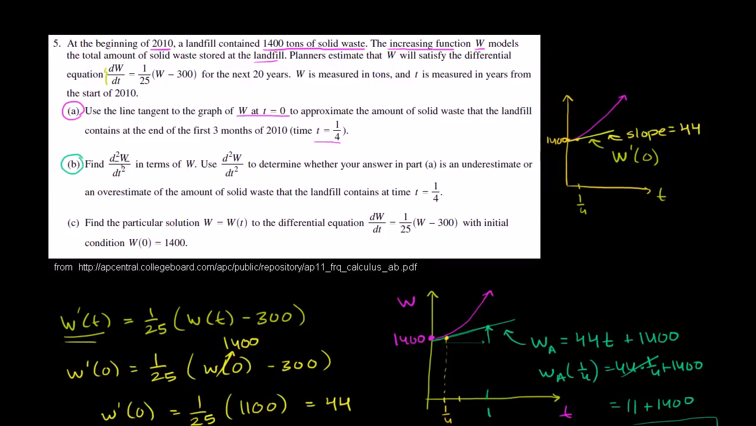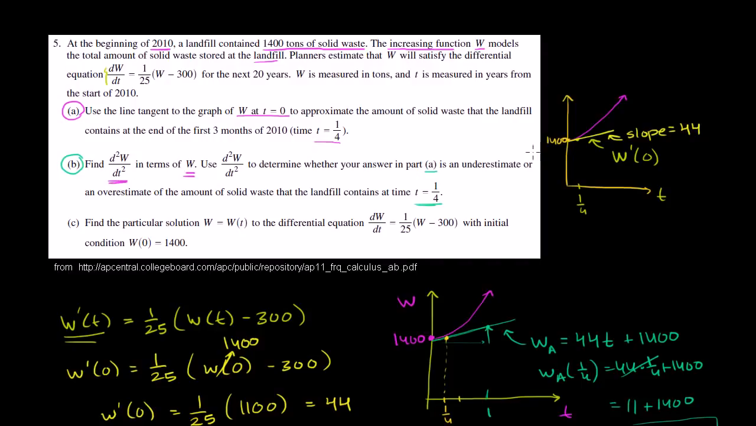Find the second derivative of w with respect to t in terms of w. Use this second derivative to determine whether your answer in part A is an underestimate or an overestimate for the amount of solid waste that the landfill contains at time t equals 1/4. So let's do first things first. Let's find the second derivative in terms of w.